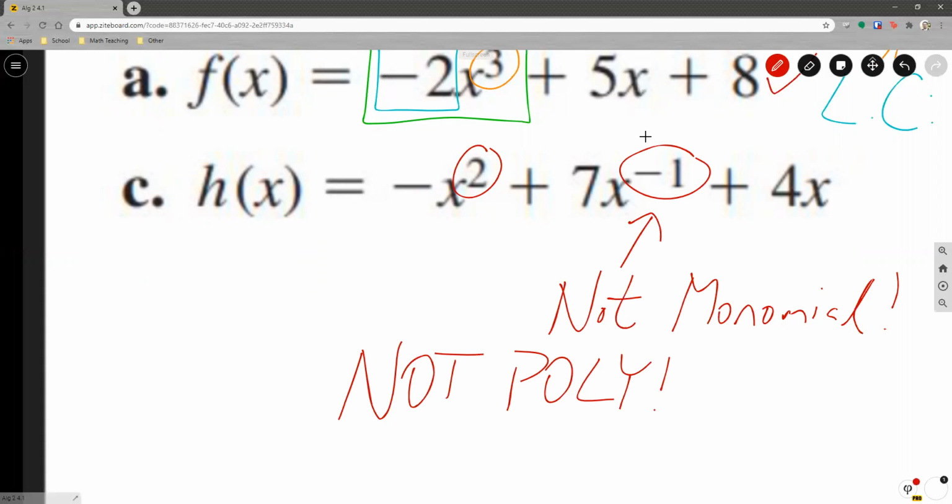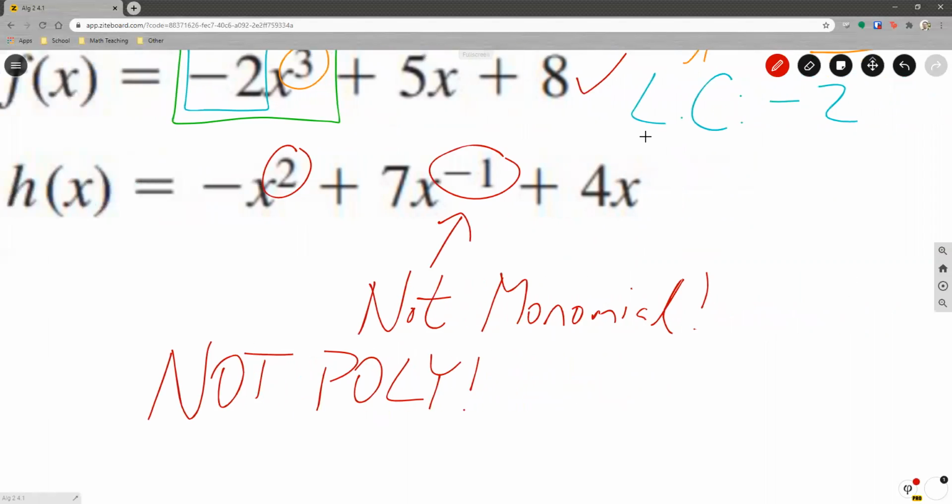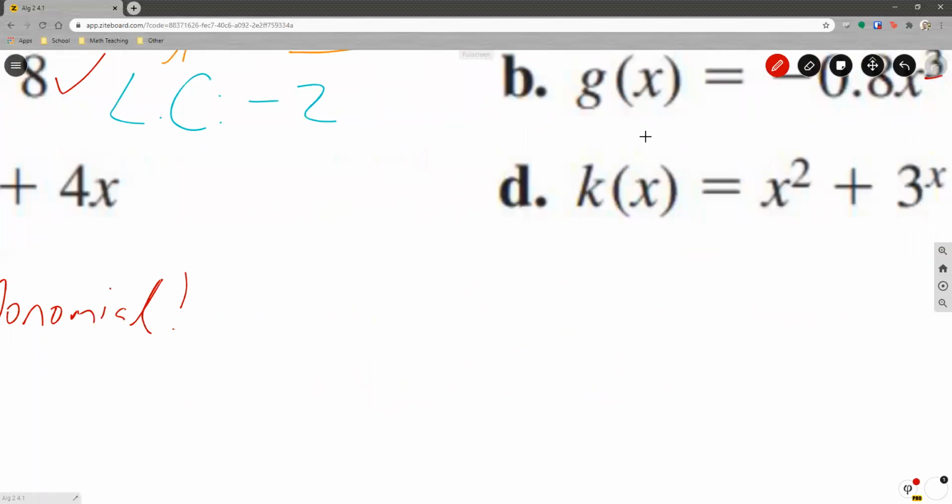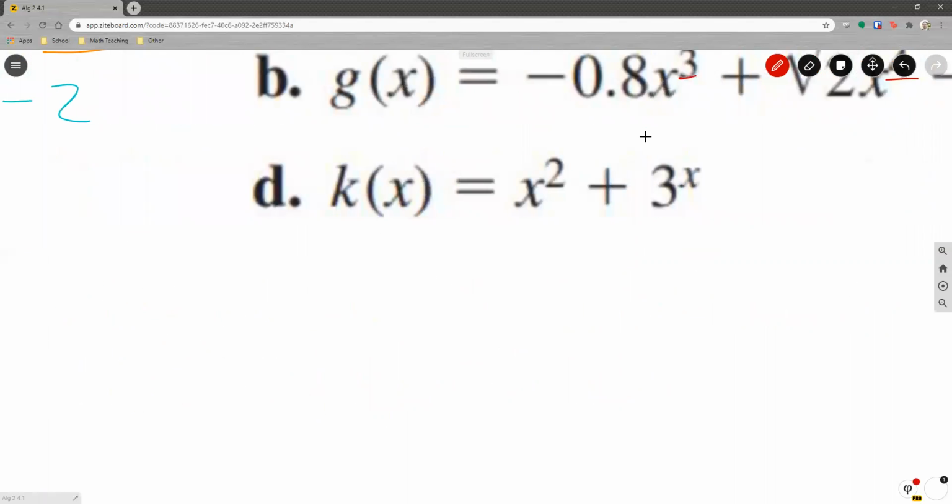At that point, we're done. There's nothing more to do because a polynomial has to have every term be a monomial. And since that middle term is not a monomial, the whole thing can't be a polynomial, which means I can't write it in standard form. I don't have a degree, I don't have a type, and I don't have a leading coefficient. So we're done, and we move on.